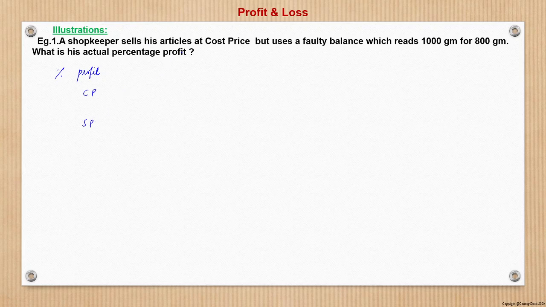Now the shopkeeper has bought some articles from, say, a wholesaler. He would have bought at a price, say CP X, and suppose he bought Q quantity. So the total cost price for the shopkeeper is X into Q, where Q is the quantity and X is the price of one quantity, right? Now what is the selling price?